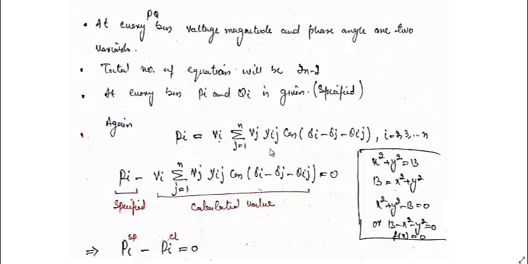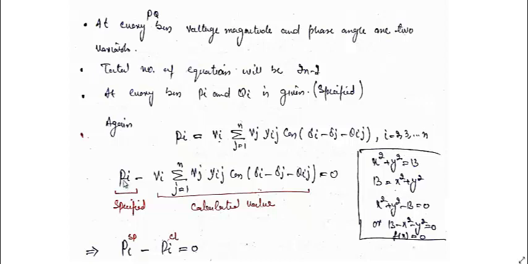Again, Pi is equal to this equation, where i is equal to 2 to n for PQ buses. So I can write it like this: Pi minus, I will take this term to this side, Pi minus Vi summation j equal to 1 to n Vj Yij cos of delta i minus delta j minus theta ij is equal to 0. As we have done in the earlier case, let us say we have the equation x square plus y square is equal to 13. So we have to make it f of x, y is equal to 0, which means we have to take this 13 to this side.